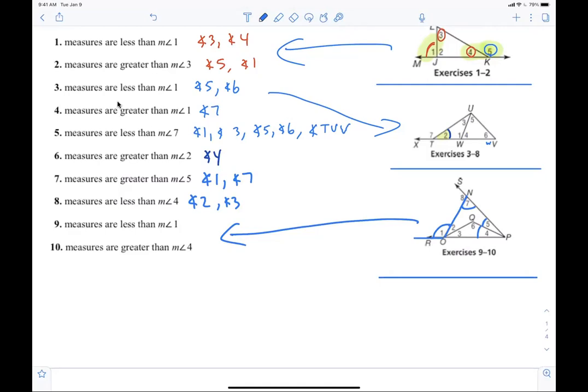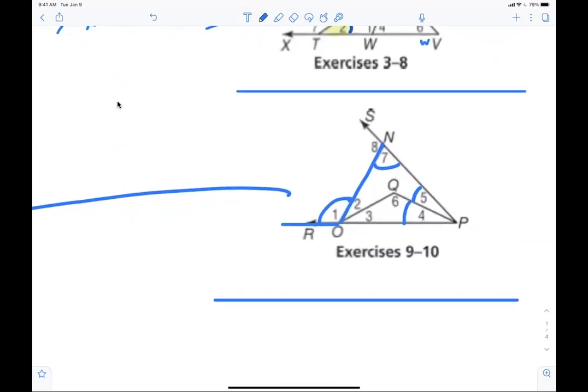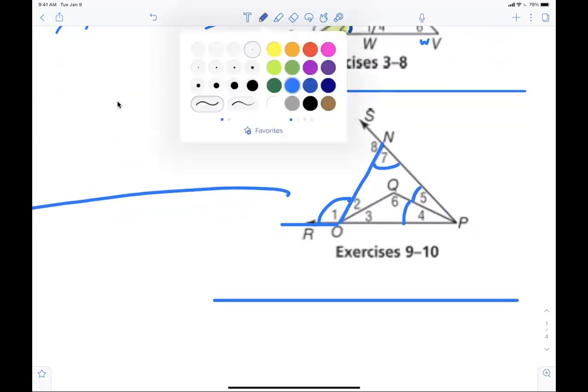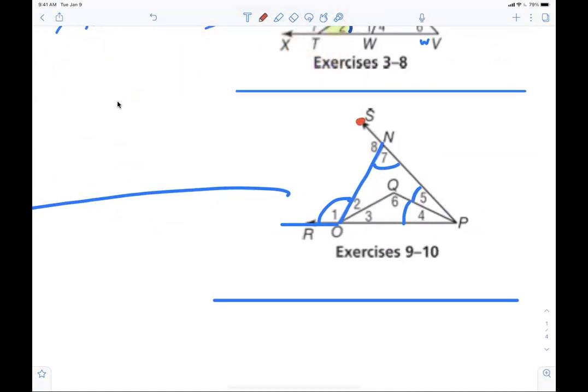I don't think we can talk about angle 6 because it's not an interior angle to that. Right? So angle 1, I'm going to try to draw this better. If I'm looking this way and I'm looking this way, right? 6, I can't really, because watch this.